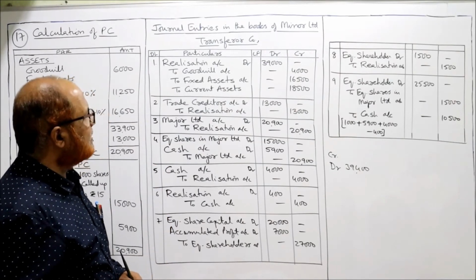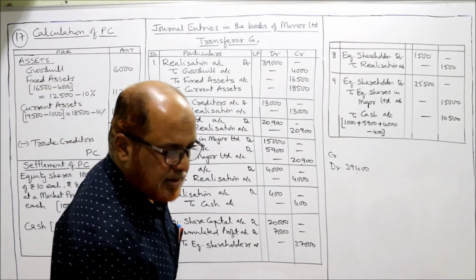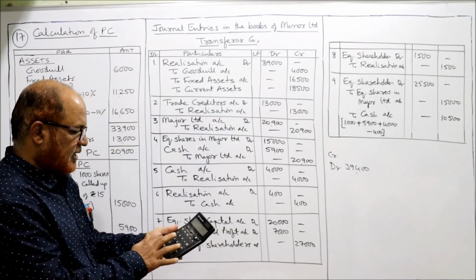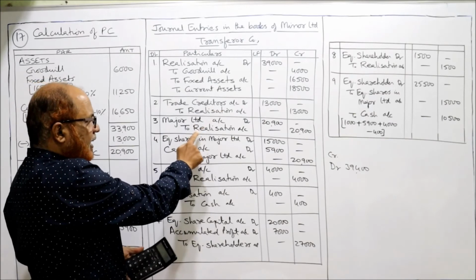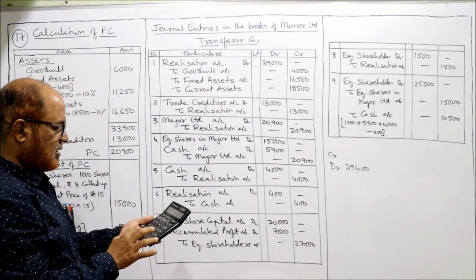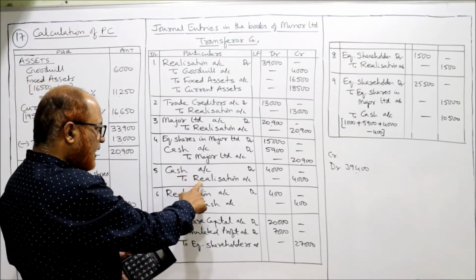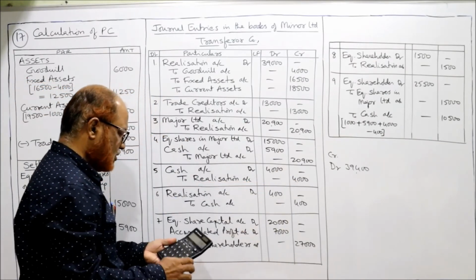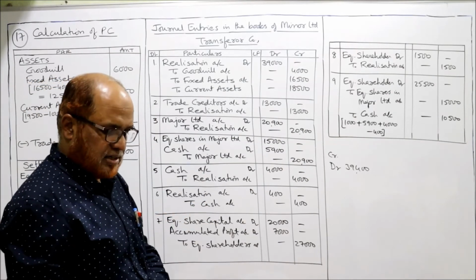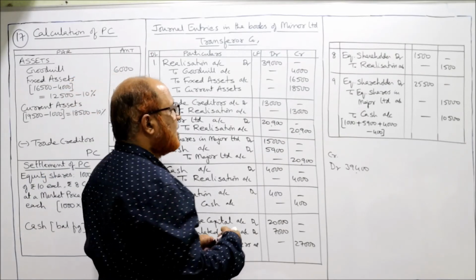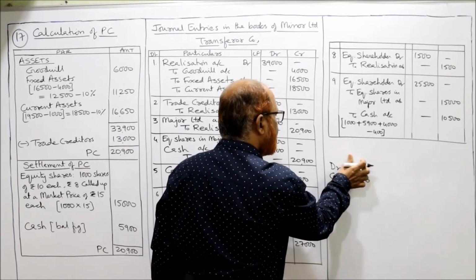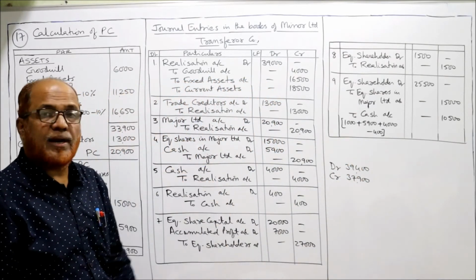Now credit side we'll see. Here realization account is credited by 13,000. So I am taking 13,000 credit side. Then again realization account is credited by 20,900, plus 20,900 is equal to 33,900. Again realization account is credited by 4,000, plus 4,000, so total comes to 37,900. 37,900 is the credit balance.